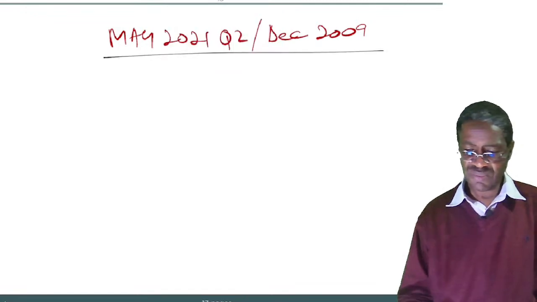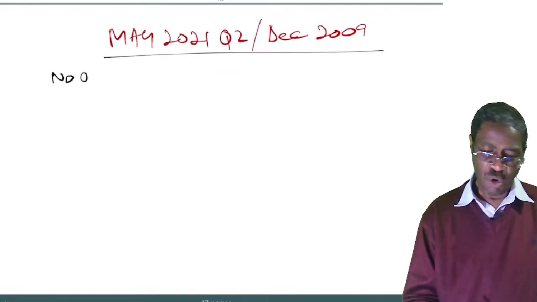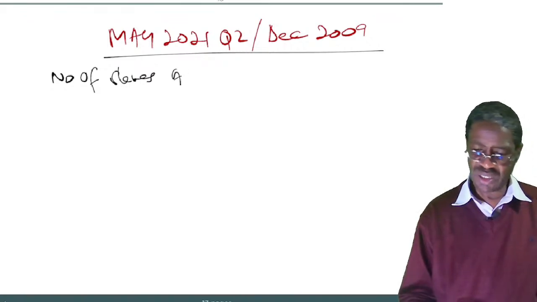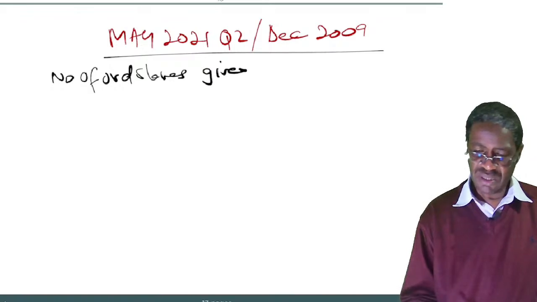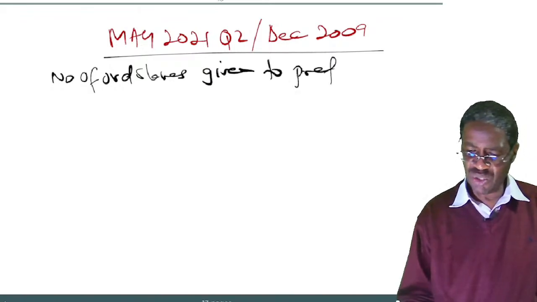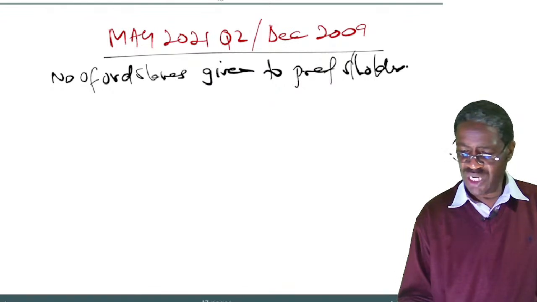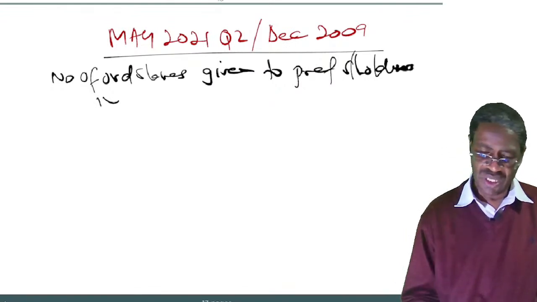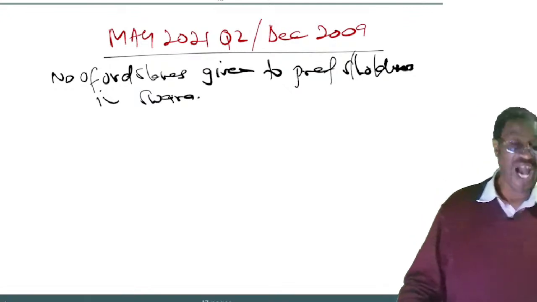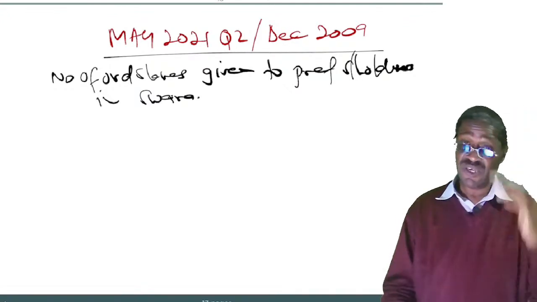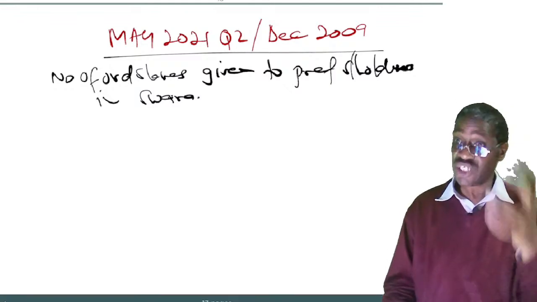Let's put it down. Number of ordinary shares given to preference shareholders in Swara. So let's find out how many shares first. How many shares are you, as Twiga, giving? Number of ordinary shares.